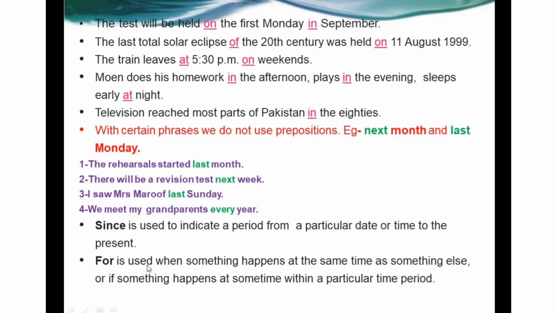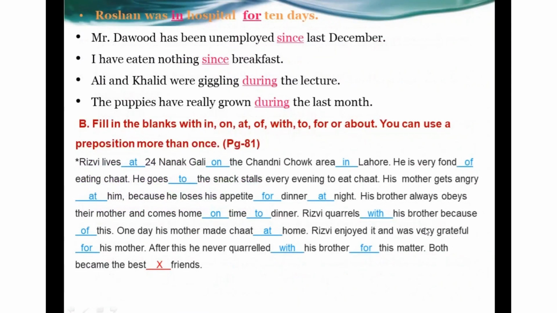Now let's read the example of it. For is used when something happens at the same time as something else, or if something happens sometime within a particular time period, when something is very specific. When something is given in numbers, students, keep it in your minds, you will always use for. When some period is mentioned starting from a specific time till now, we will be using since. Clear? Now let's see the next example in the sentence.